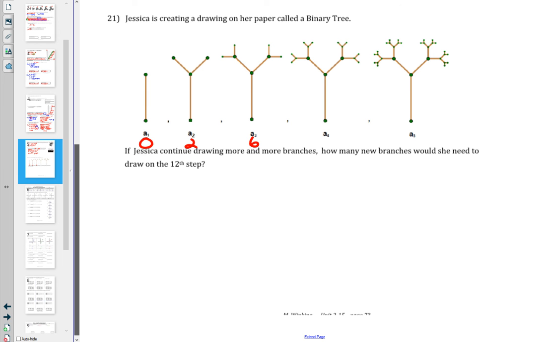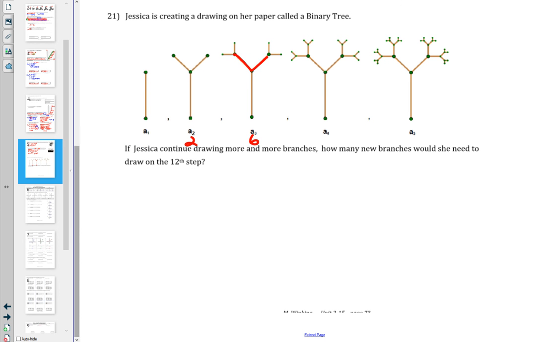Why 4 though? Because I'm counting... oh, because only the new branches, is that what it is? You can't count the ones that were there before? Got it. But then this wouldn't be 0, this would be 1. Then this one has 2 new ones, then 4 new ones, then 8, then 16. So is this geometric? It is geometric.